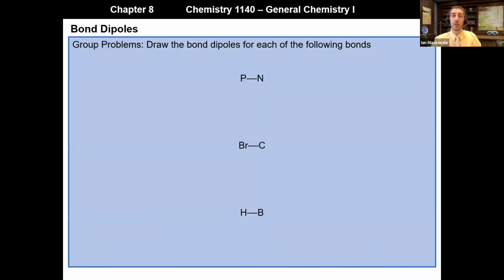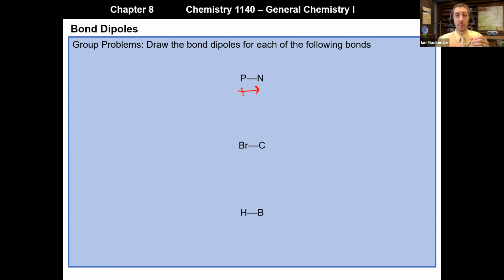So then here we can quickly go through and draw the bond dipoles for each of the following bonds. We've got a phosphorus-nitrogen bond, bromine and carbon, and a hydrogen and boron bond. So what we can do very quickly: phosphorus and nitrogen are both in the same column, and nitrogen is above phosphorus. So I know, without having to look at the chart of values, that nitrogen will be more electronegative. So right off the bat, I can draw that bond dipole as pointing towards nitrogen.